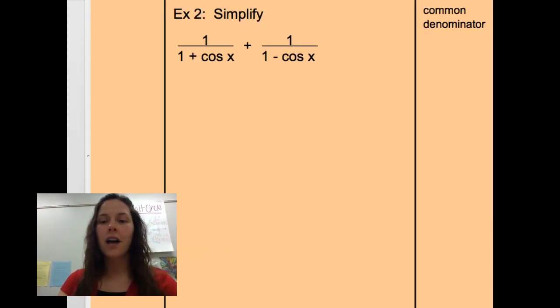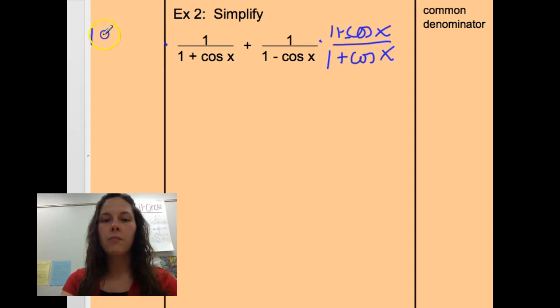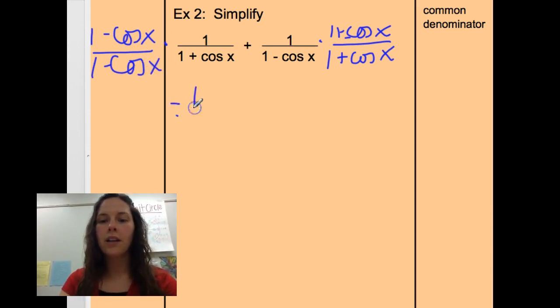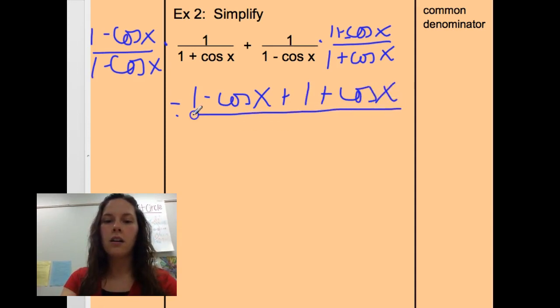Next, we're again going to get a common denominator. So a hint for fractions is get a common denominator. So I'm going to multiply this by 1 plus cosine x over 1 plus cosine x. And I'm going to multiply my first fraction by 1 minus cosine x. Simplifying, we get 1 minus cosine x plus my new numerator of 1 plus cosine x all over 1 plus cosine x times 1 minus cosine x.